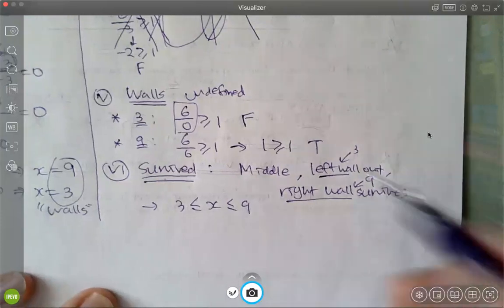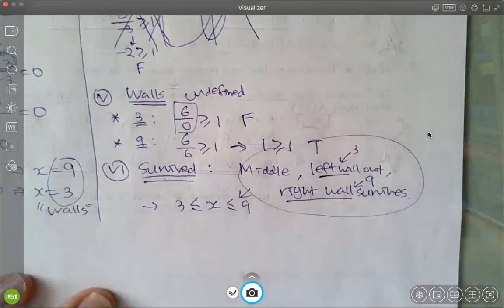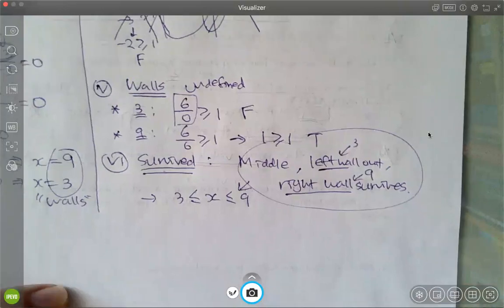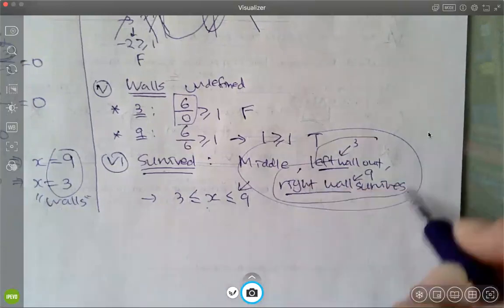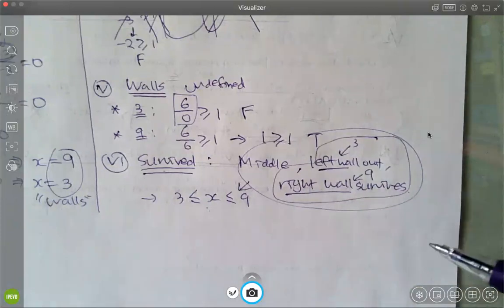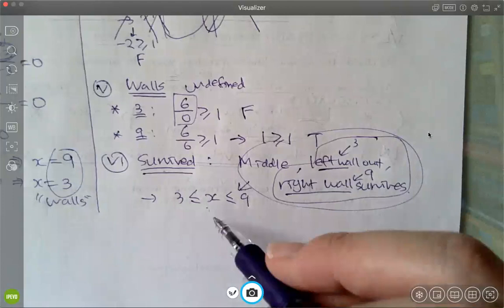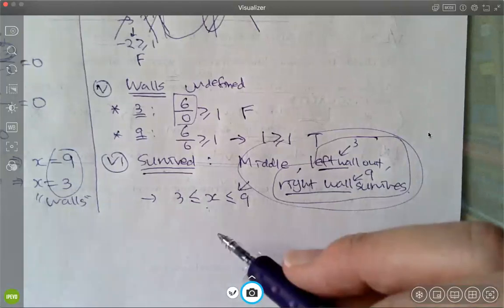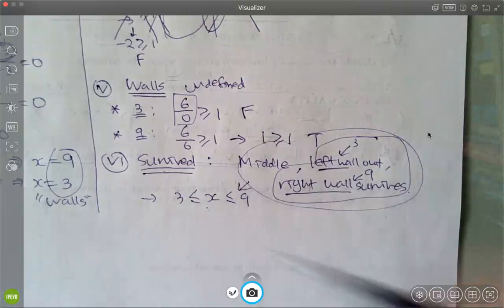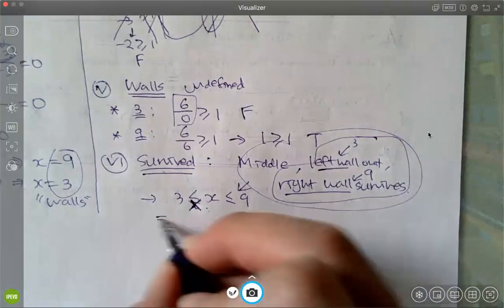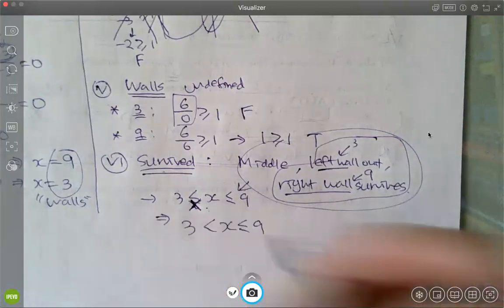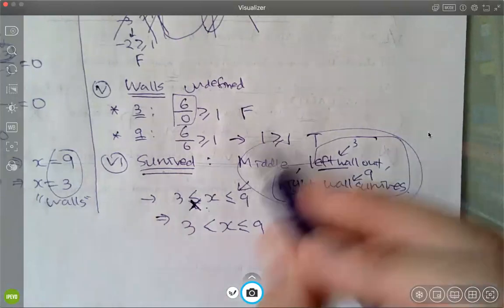Now incorporate all of that into this inequality. What do we have to do? So again, this is the label of the middle region, but somehow incorporate these: left wall out and right wall in. Wouldn't it be 3 less than x less than or equal to 9? Right, so from here, we just have to take out that, right? In other words, 3 less than x less than or equal to 9. Then we'll have all of that, right?